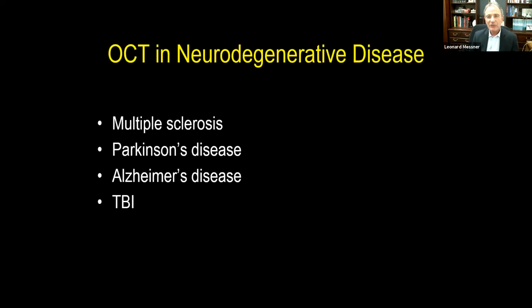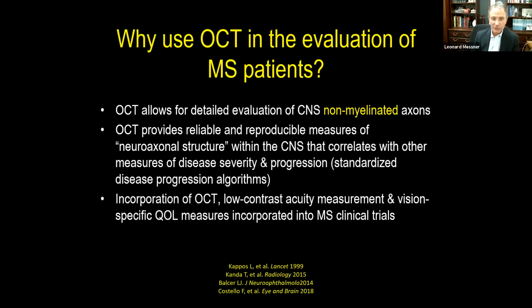So I want to finish up now by talking a little bit about OCT findings in various neurodegenerative illnesses, notably those findings that are associated with multiple sclerosis, those that are associated with Parkinson's disease, Alzheimer's dementia, and then finally some of the recent work that's been done related to traumatic brain injury. So with that, let's begin by talking about OCT as a potential biomarker in the setting of multiple sclerosis.